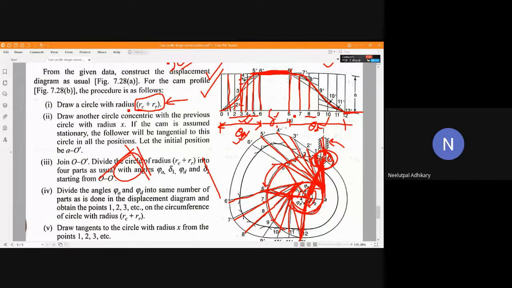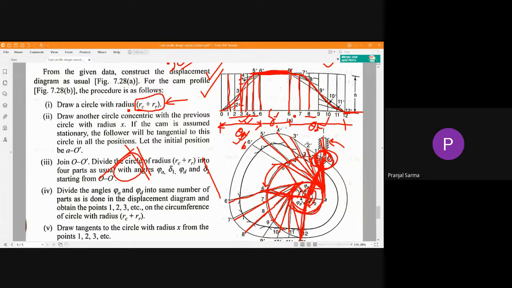Yes, sir. Okay. Now this 1 dash, 2 dash, 3 dash, 4 dash, those extended points, whatever we have observed, those are nothing but the different positions of the roller at different locations. So these are the roller positions. Now what last step is remaining?